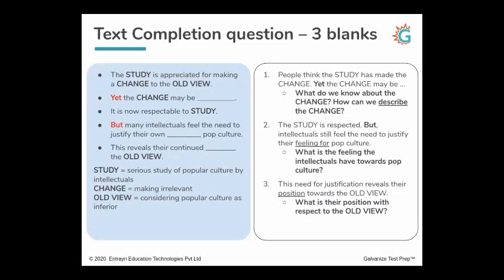Let's understand the story once again. The study is appreciated for making a change to the old view. The old view is considering popular culture as inferior. The study is studying popular culture seriously, and the old view is no more relevant, no more useful. So people say that the study has done this change, yet the change may be blank. How could it go? There is only one way it could go, but let's see the other sentences.